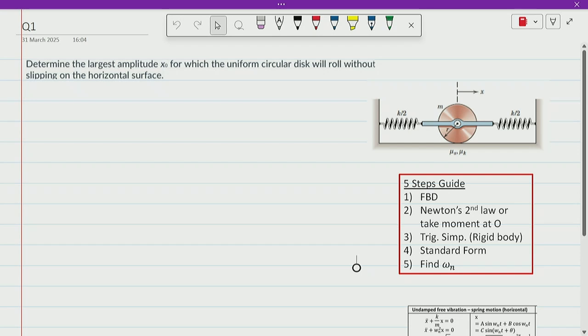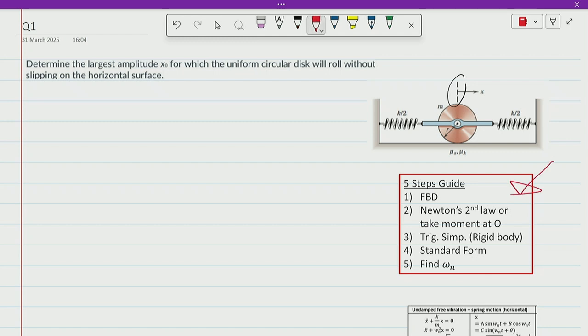Okay, we have a disk. We have 2 springs. They're basically symmetric. Quite often in vibration, they define the positive displacement direction. In that case, don't fight them too much. It's positive, which is convenient. They're asking about the largest amplitude x naught so that it would roll without slipping. Favorite, rolling without slipping. You have seen that rolling plus slipping gets pretty bad.